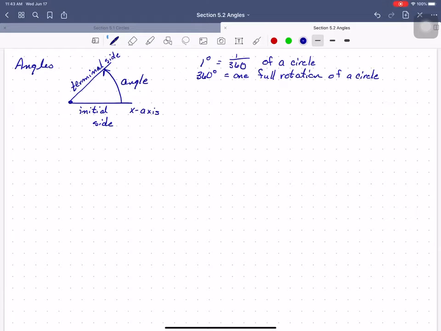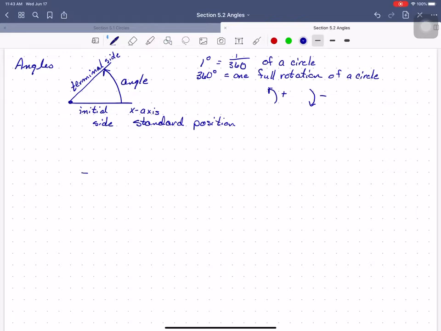So I said a minute ago that we were going to usually start from the x-axis. When we start from the x-axis, that is called standard position. So an angle in standard position is one that starts at the x-axis and rotates counterclockwise. And so counterclockwise is going to be our positive direction. But there's no rule that says we can't rotate negative or clockwise, and we're going to call that a negative rotation.